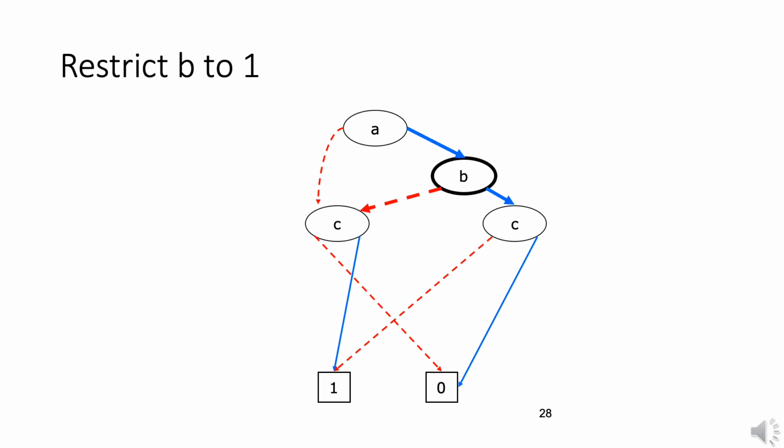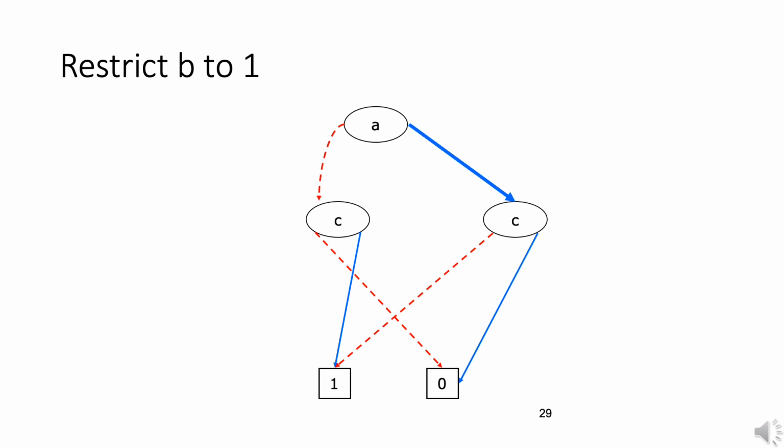And now we work out the remaining b, which is the right b. And we're done. In general, we need to apply the reduce operator in order to reduce the BDD, but in this case, the BDD is already reduced.